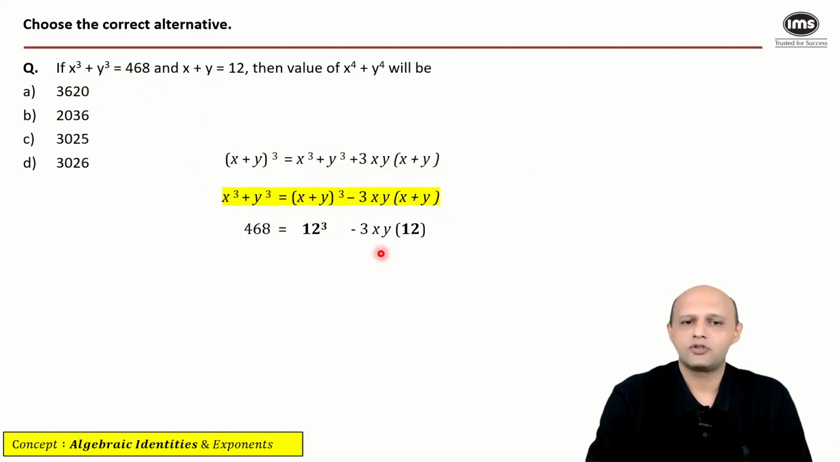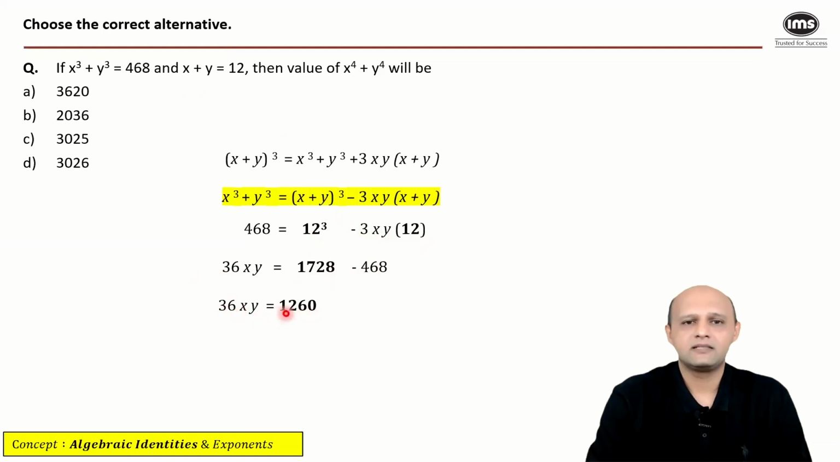So how will you solve further? 468 is equal to 12 cube, which is 1728, minus 3 times xy into 12 because x plus y is equal to 12. 1728 minus 468 is equal to 36xy. 36xy will be effectively equal to 1260. Now, if you divide this number by 36, you get 35.